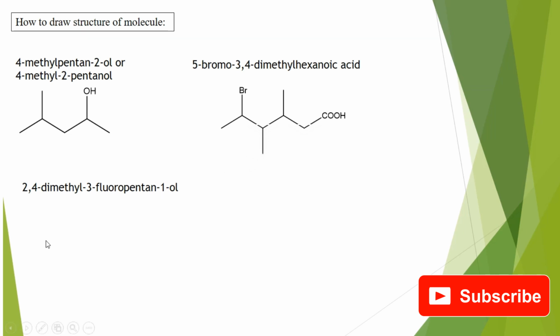Next, the example is 2,4-dimethyl-3-fluoropentan-1-ol. Again the same. Pentan-1-ol, that means it is an alcohol, a primary alcohol. Pentane means 5 carbons. Okay, and the 2 and 4 positions are substituted with methyl groups and the 3 position is substituted with a fluorine. So here 5 carbons are there. Pentan-1-ol, the first position substituted with an OH, second and fourth substituted with a methyl group and third with a fluorine.